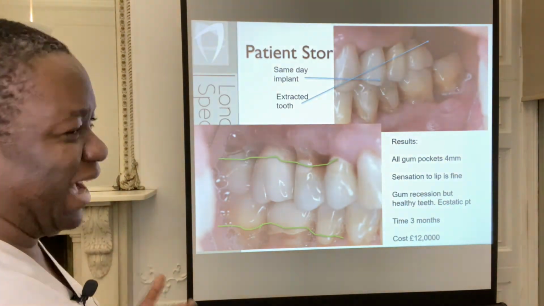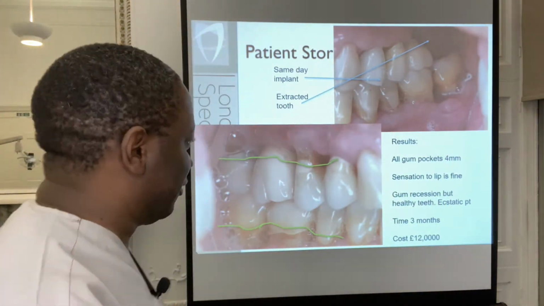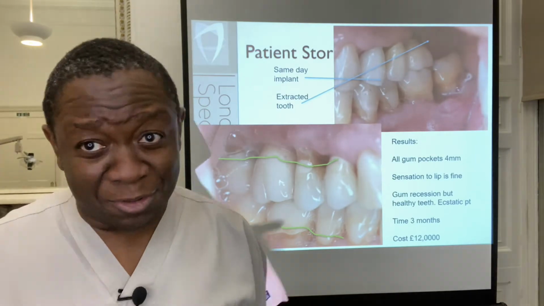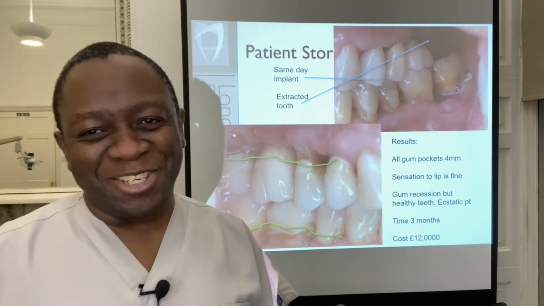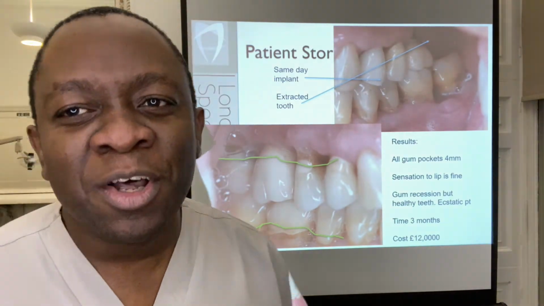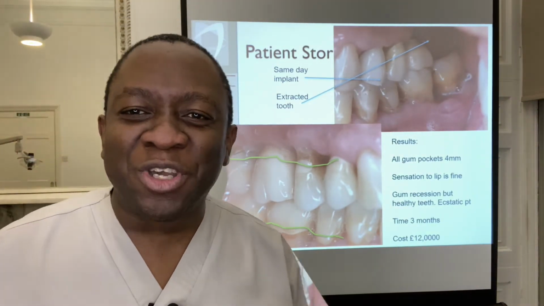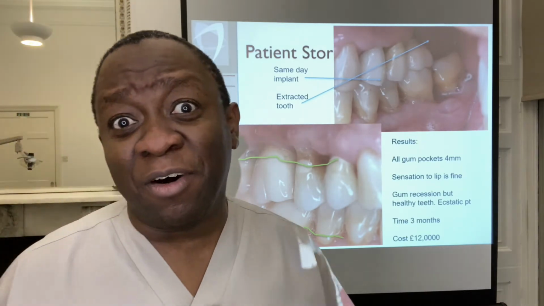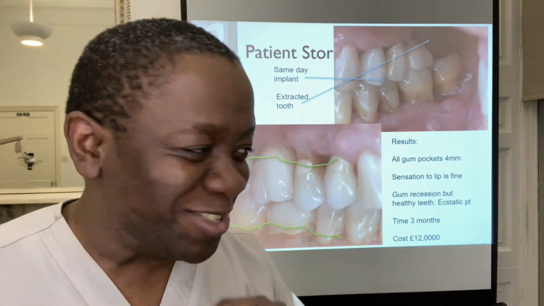So what were the actual results for the whole mouth? Well, yes, all gum pockets were 4 millimeters or less, and the scientific evidence is very, very clear. If you get the pockets down to that level, the chances of you keeping your teeth for the rest of your life are actually very, very good with maintenance.